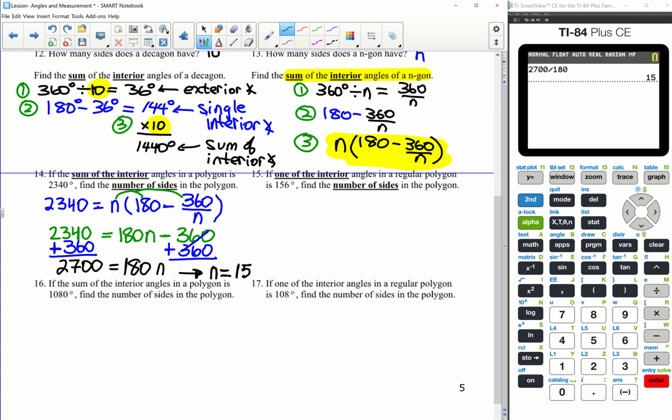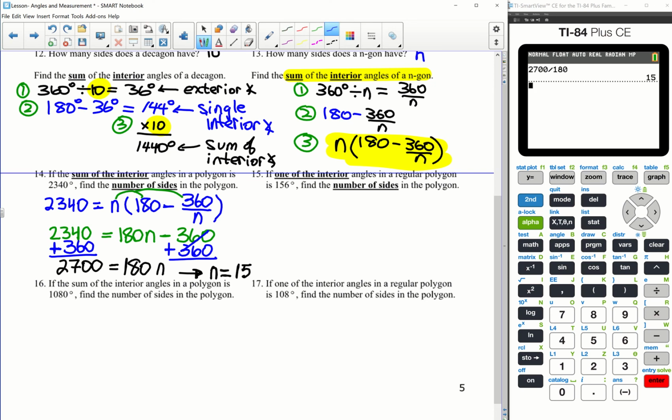If you get something other than a whole number, then you did something wrong. It's as simple as that. Because you can't have a fractional number of sides in a polygon. It just wouldn't be a polygon, and it wouldn't be a closed figure.